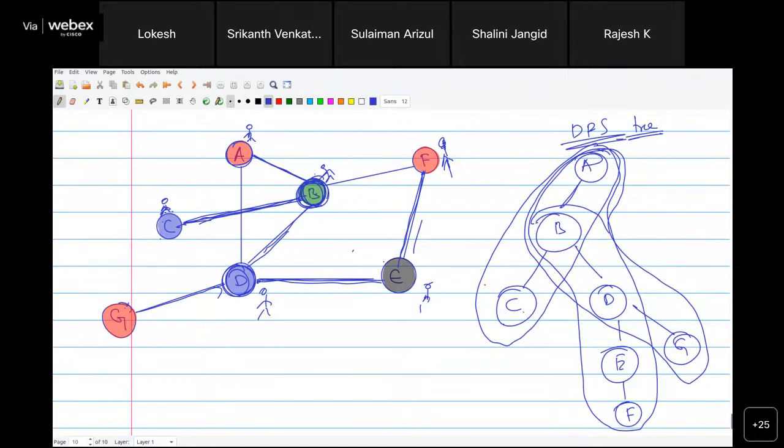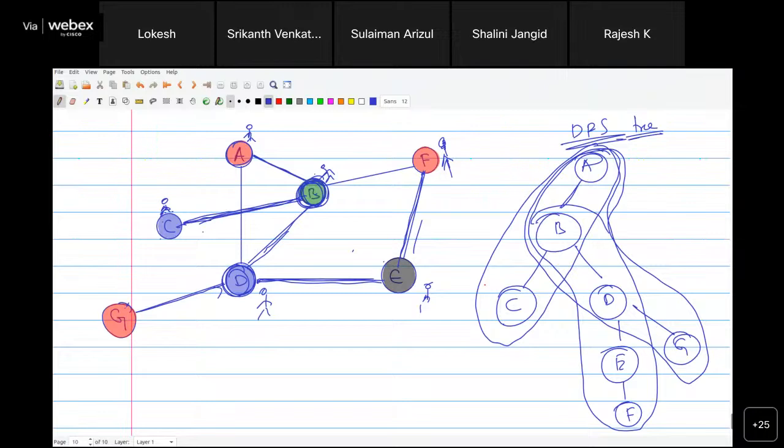You can see, C and D will not share an edge. C and E, there is no edge. C and F, there is no edge. F and G, there will not be an edge. So what if there is an edge? What happens? What if there is an edge between C and D? What might have happened?